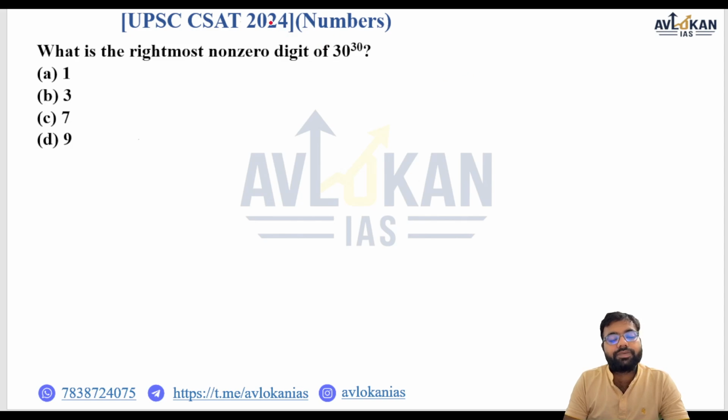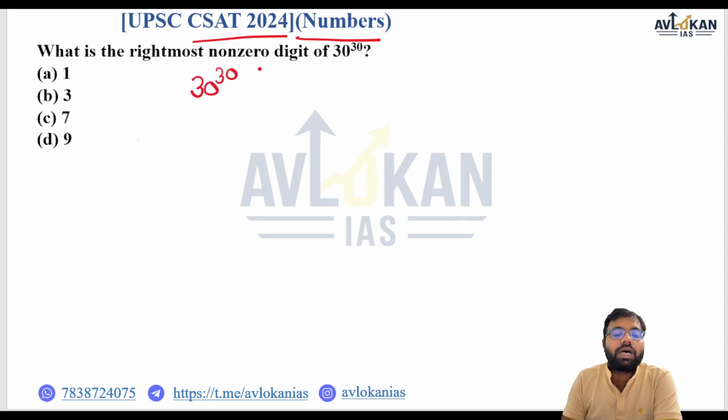Today we are going to discuss one more question that belongs to the number system topic and it was asked in CSAT 2024. The question is, what is the rightmost non-zero digit of 30 to the power 30? So basically I have to calculate this one. I have to just calculate the non-zero digit of 30 to the power 30.